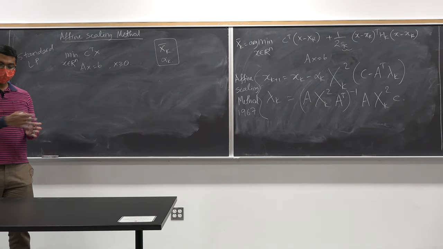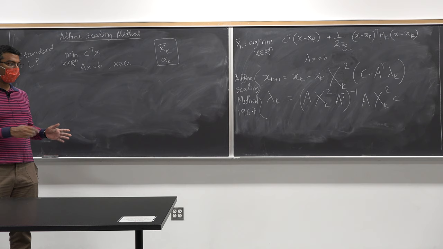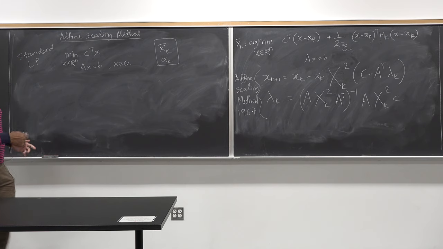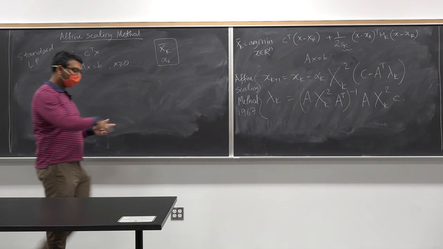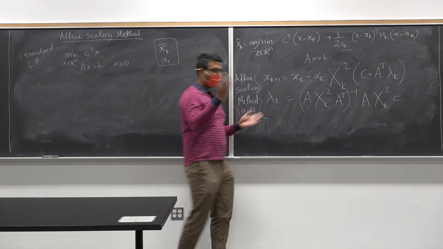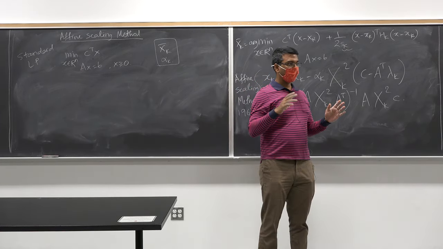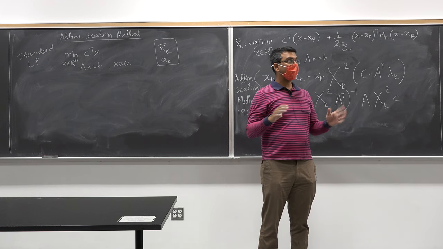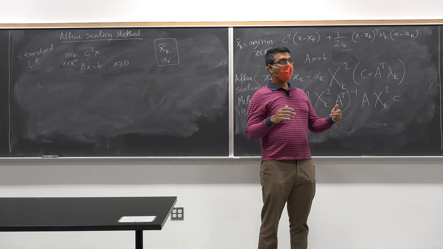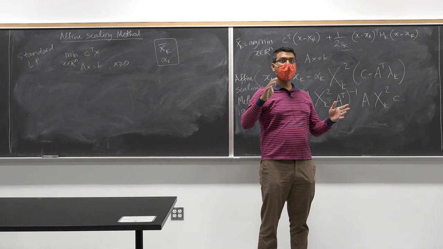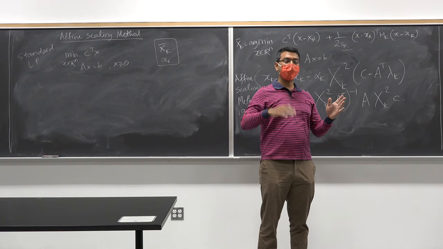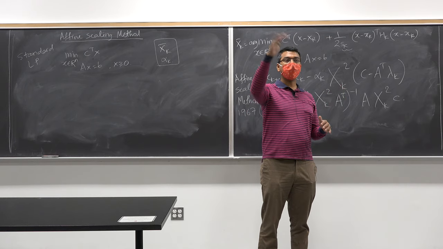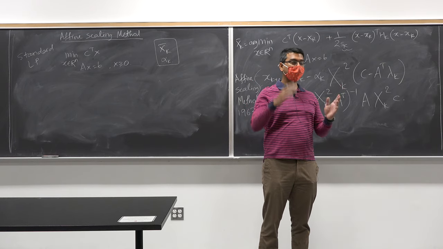So if you're going along the edges, you can reach the optimal point without going inside the set. But in the affine scaling method, the idea is I'm not going to go along the edge, because if you look at this room, it's a three-dimensional room, and it has a total of 6 surfaces: 4 walls, the floor and the ceiling.